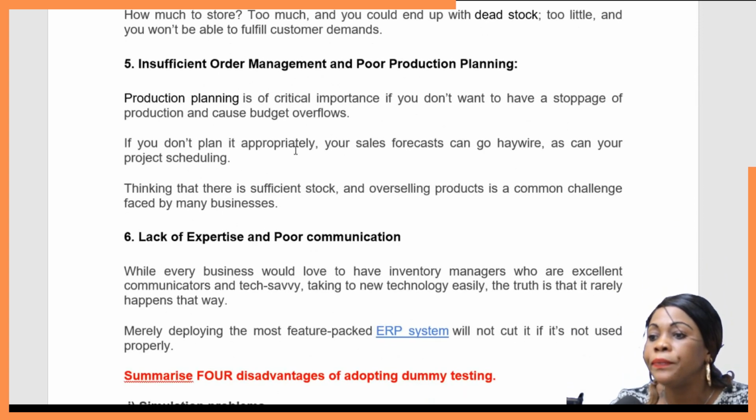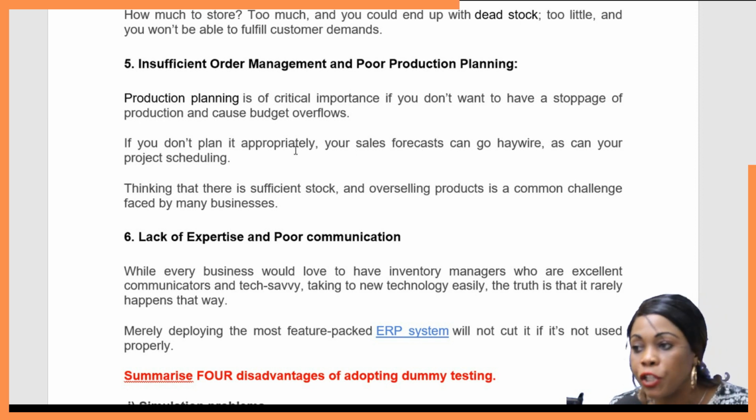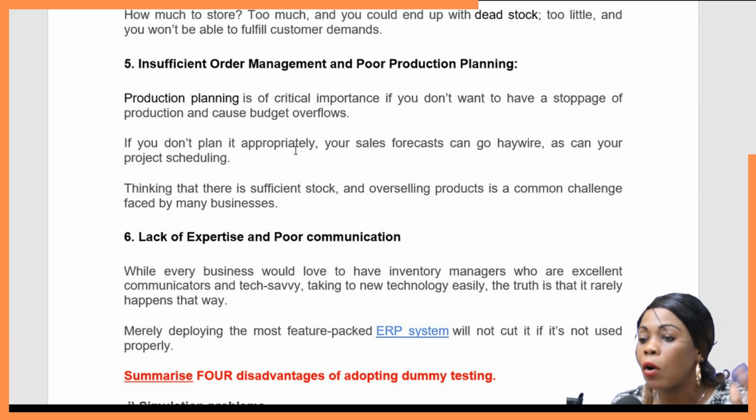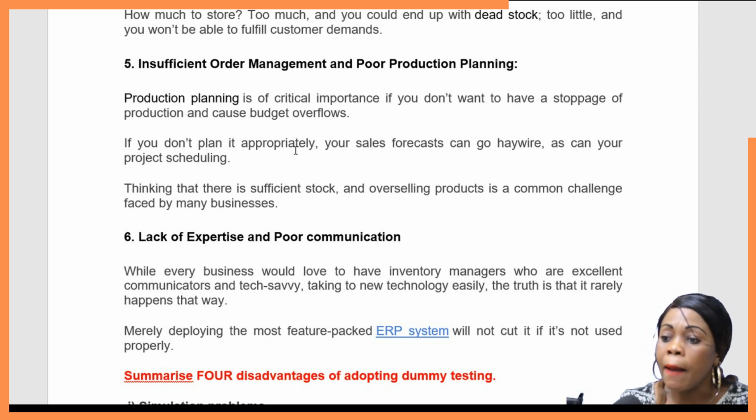Another challenge is insufficient order management and poor production planning. If there is always poor production planning, this will bring stoppages of production and cause budget overflows. If you don't plan appropriately, your sales forecast can go wrong, as you can project your scheduling thinking that there is sufficient stock. Overselling product is a common challenge faced by many businesses.